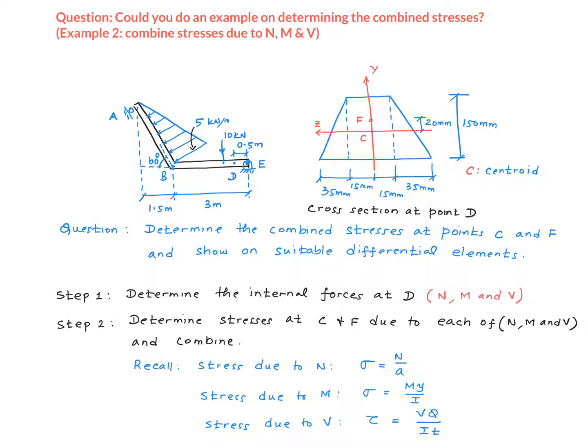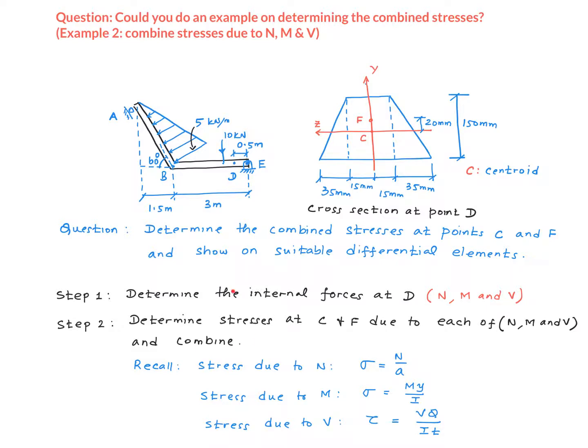If you recall, the axial force N produces a normal stress sigma, which is given by N over A, where N is the axial force and A is the cross-sectional area of the section. The bending moment M produces a normal stress, calculated using the bending formula, sigma equals My over I, where y is the distance measured from the centroid in the y direction, and I is the second moment of inertia of the cross-section about the z-axis. The stress due to the shear force V is the shear stress given by VQ over It. We'll define each of these terms more precisely in a little bit.